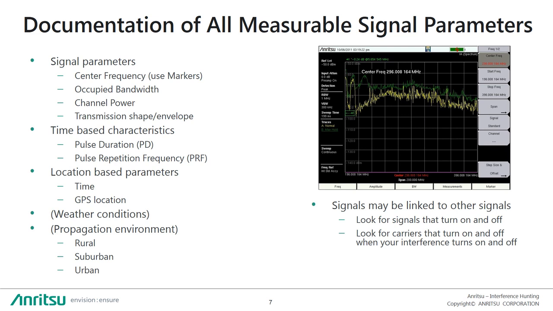Finally, signals may be linked to other signals. What you want to do is look for signals that turn on and off. Also, you want to look for carriers that turn on and off when your interference turns on and off. For example, the interference could be harmonics or PIM from a specific carrier.